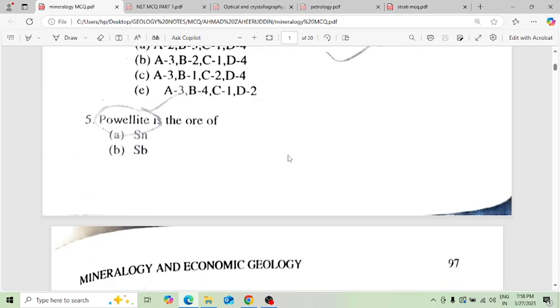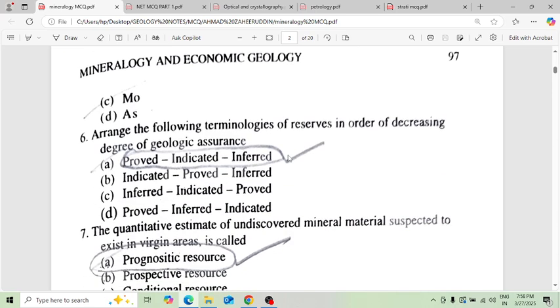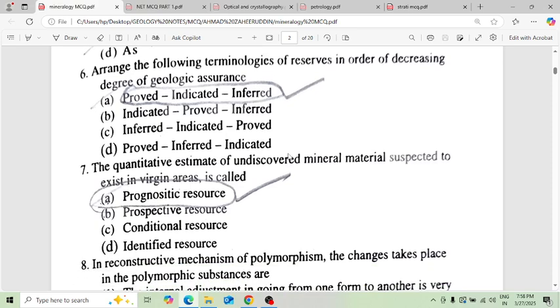Powellite is the ore of molybdenum. Arrange the following terminologies of reserves in order of decreasing degree of geologic assurance: proved, indicated, inferred. The quantitative estimate of undiscovered mineral material suspected to exist in virgin areas is called prognostic resource.